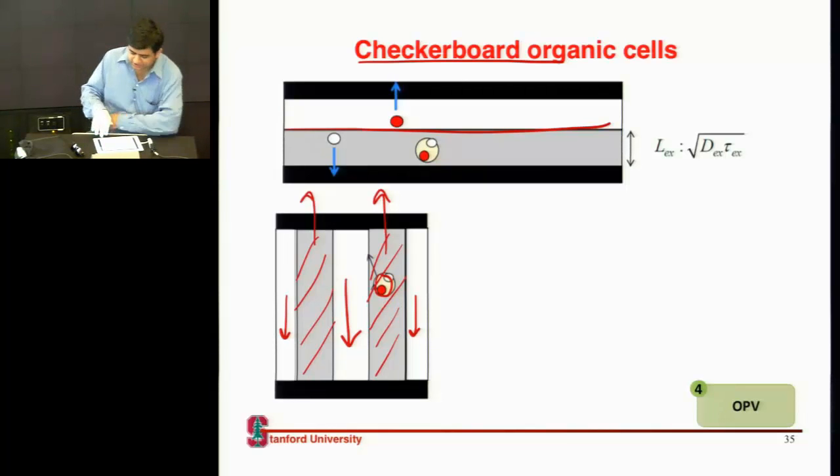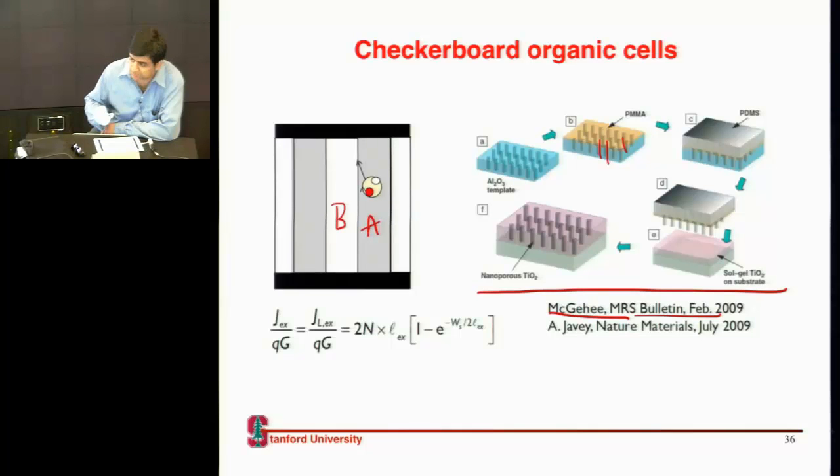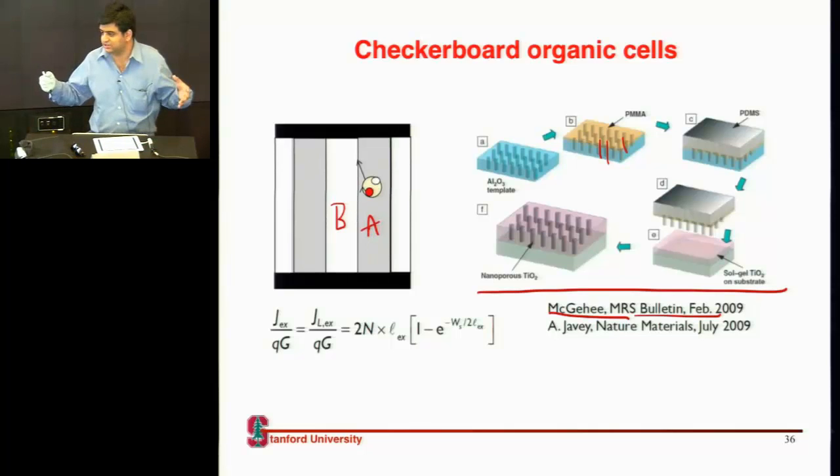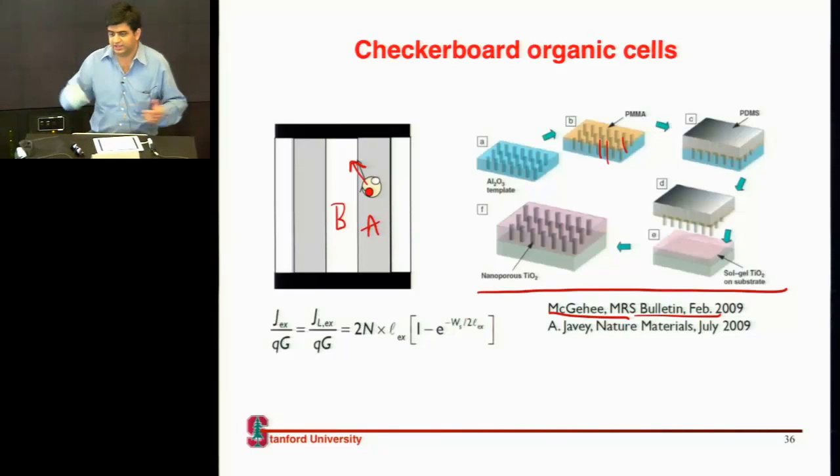This is something that's very good to pursue in a university environment. This is a paper from Professor Mike McGee, who's in materials science over here. What he has done is make these nano pillars. He has made multiple of these nano pillars, and then deposited this material A, and on top of it, deposited this material B. So it forms this checkerboard pattern, and now you can dissociate a large fraction of your excitons, because it's very easy for them to find this interface. As soon as they find this interface, they get separated, boarded on their separate lanes, and then get collected.